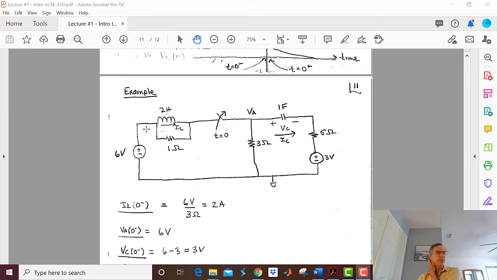But also, let's use KVL on the fly. 6 volts, go down, no volts. I got 6 volts here. Switch is closed. I got 6 volts here at t equals 0 minus. Let's keep using the rules. So if I have 6 volts here and I got 0 volts here, I have 6 divided by 3 ohms. That means I'm going to have 2 amps here. Okay, here, my rule tells me that I have no current through this capacitor.